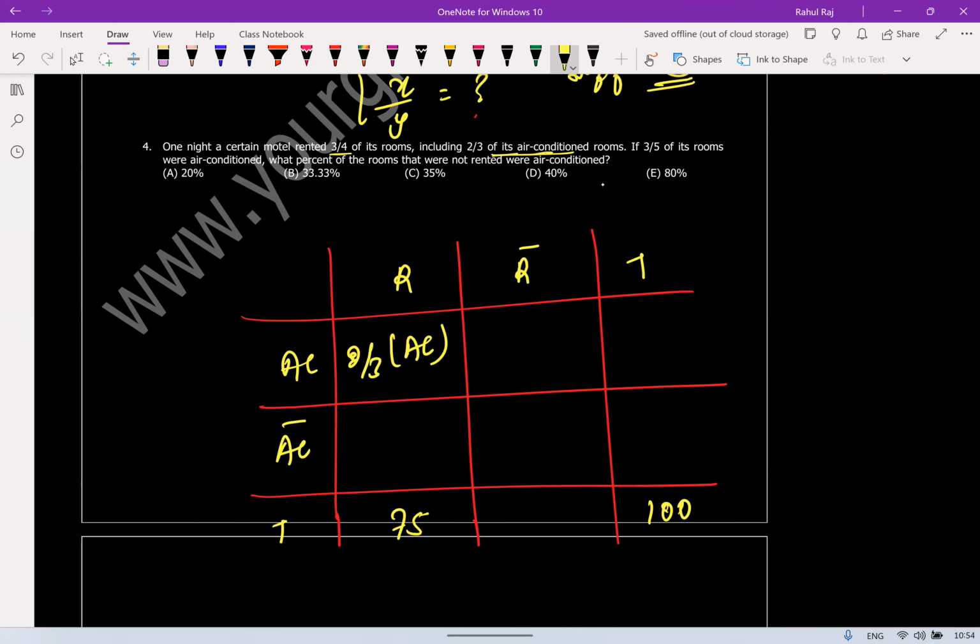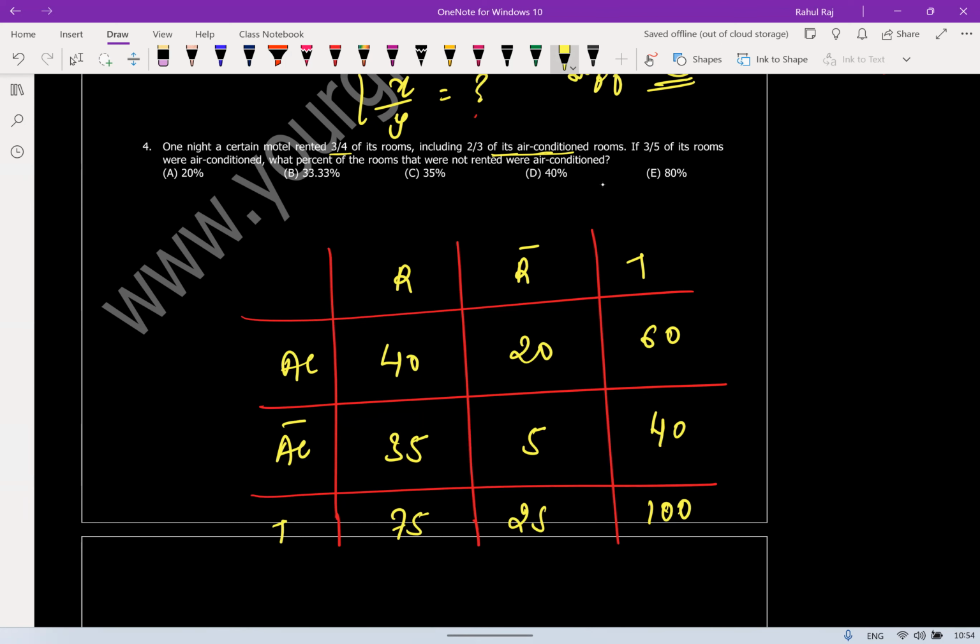So the next statement says 3 by 5 of the rooms were air conditioned. That is 3 by 5 into 100. That is 60 rooms were air conditioned. So AC rooms rented will become how much? 2 by 3 into 60. That is 40. That's it. There's nothing more that needs to be done. Now this is 20. This is 25. This becomes 5. This becomes 40. This becomes 35. Straightforward logic.